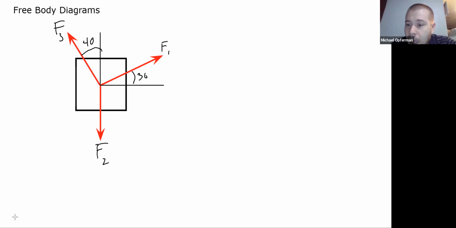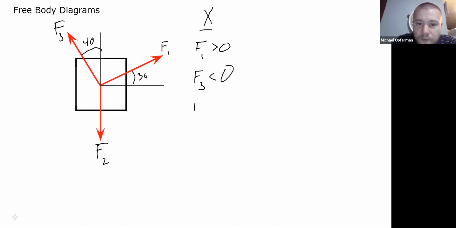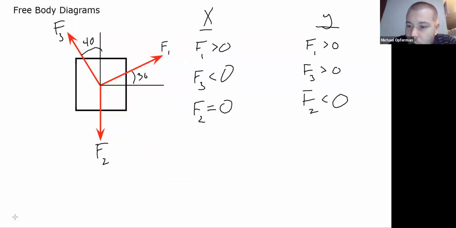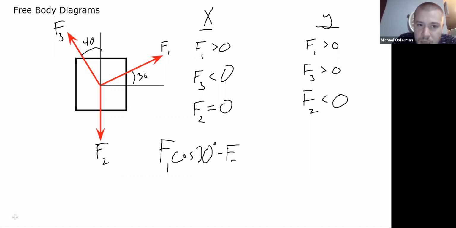You can also see how the F equals ma equations are going to shape up. So for instance, I can see, without even doing any numbers or equations, that in the x direction, F1 is going to have a positive, and F3 is going to have a negative, and F2 doesn't have any x component because it's pointed just in the y direction. In the y direction, F1 is positive, and F3 is also positive, but F2 is negative. So when I sum the forces in the x direction, it's going to be something like F1 cosine 30 minus F3 sine of 40 equals max.